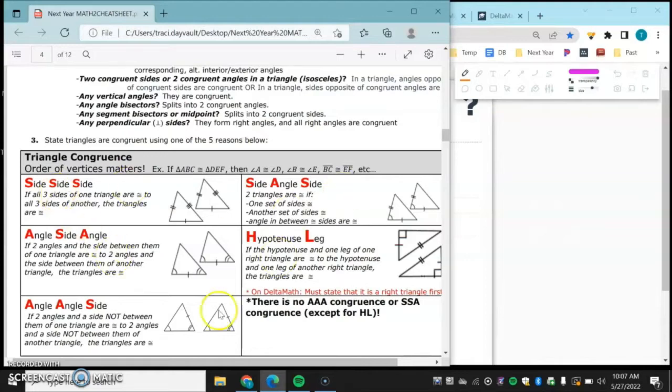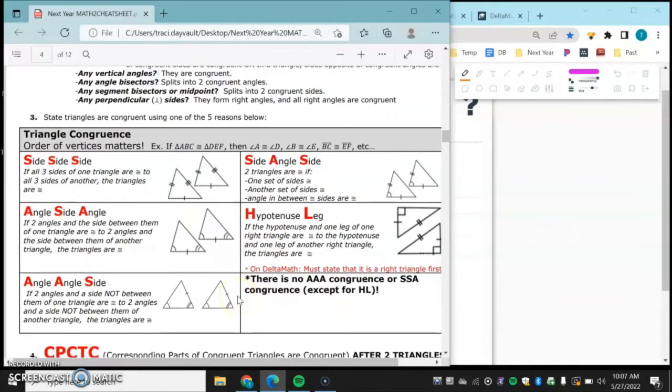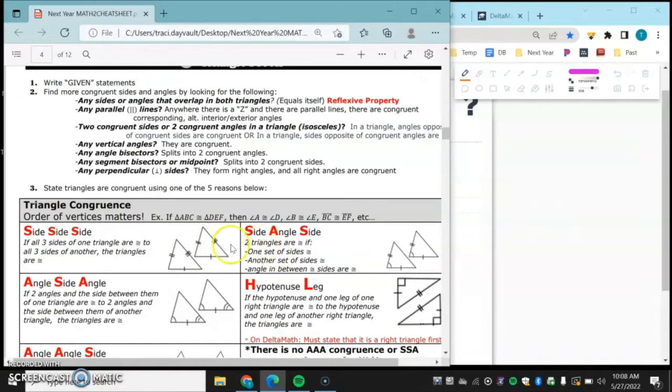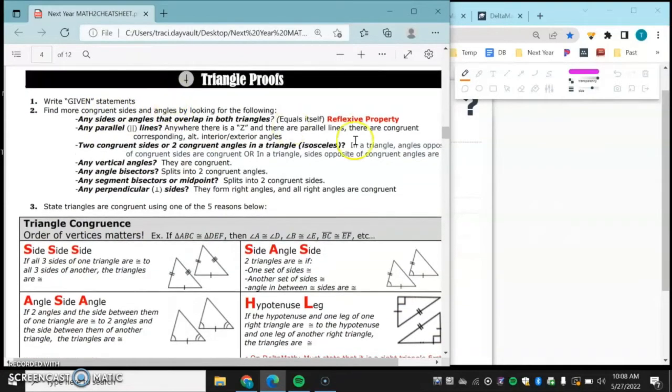Remember, we have these 5 that we could use. You cannot use angle, angle, angle, or side, side, angle unless it's a right triangle. You can use side, side, angle. That's called hypotenuse leg. So what we have to do before we use these theorems, though, is find some congruent sides and congruent angles and prove that they are congruent.